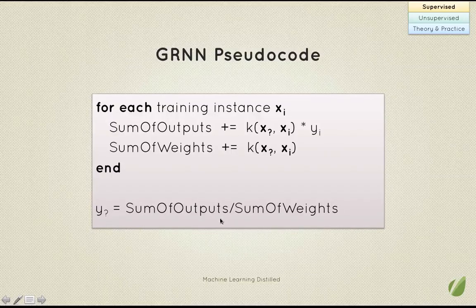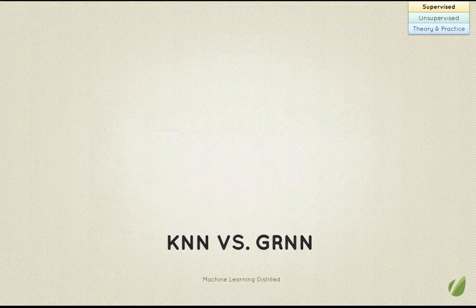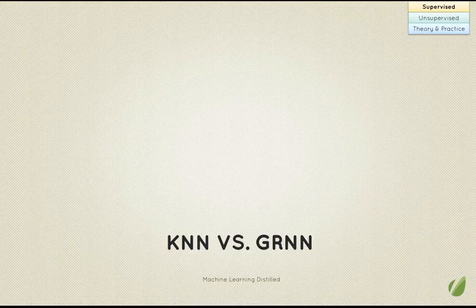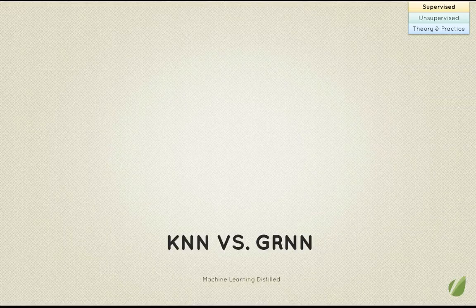When we're done, we'll divide the sum of the outputs by the sum of the weights. And although this is quite simple, it can work surprisingly well. Let's consider how k nearest neighbor compares with the GRNN. They actually have some very clear similarities.